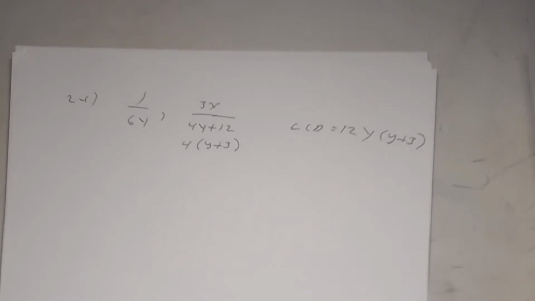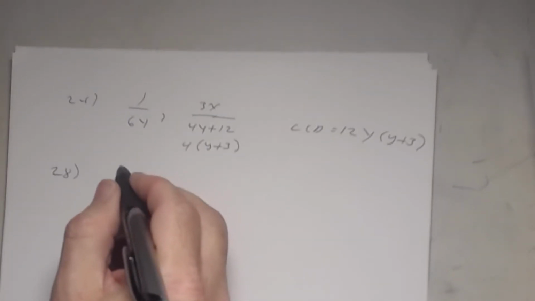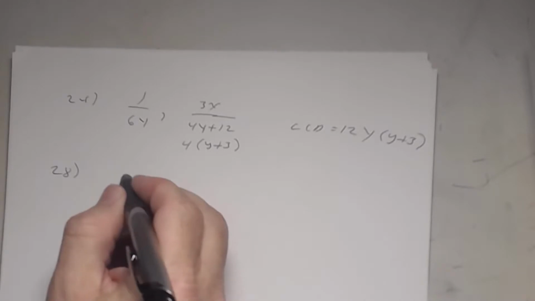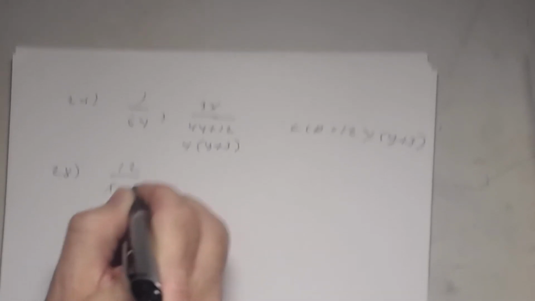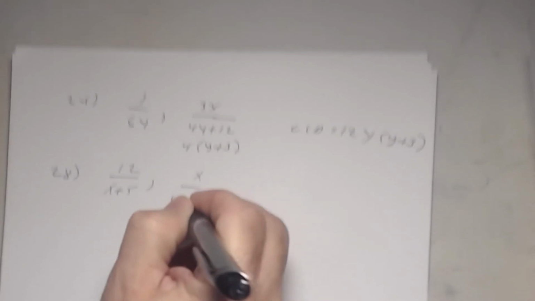Can we do another one? Yeah. Number 28. 12 divided by x plus 5, comma, x divided by 4x plus 20.